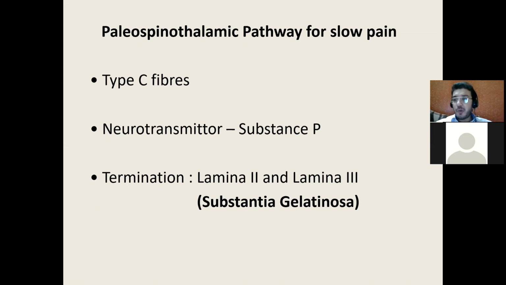Now, again, you will ask me, sir, what is lamina 2 and lamina 3? Lamina 1, lamina 2, lamina 3, all these are various levels of lamina in the dorsal horn of the spinal cord. Now, lamina 1, the neospinothalamic, has already got the synapse. Lamina 2 and lamina 3 are called the substantia gelatinosa, and the neurotransmitter is called substance P.